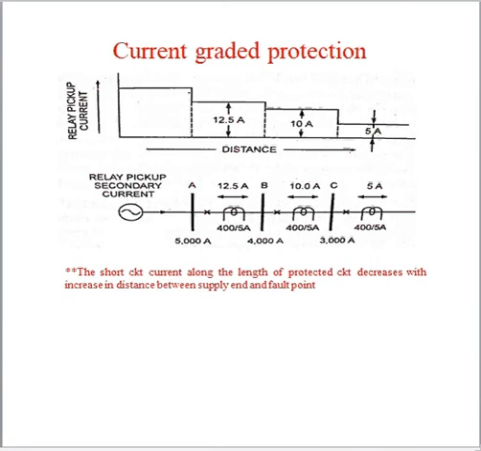Yesterday we saw the zone of protection, and similarly for current graded protection: if the fault is between A and B, the operating current is 12.5 ampere. If the fault is between B and C, the operating current is 10 ampere, and if the fault is after C, it is 5 ampere. The operating current is decided based on the fault.